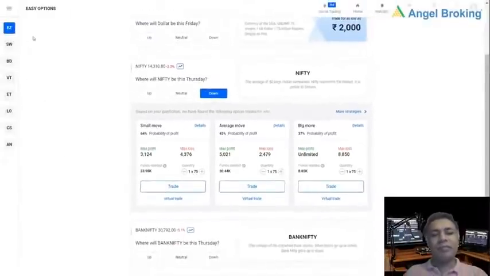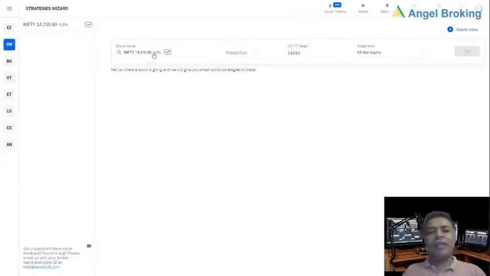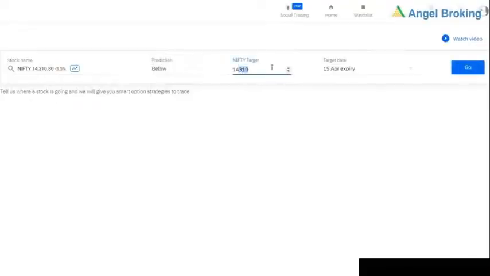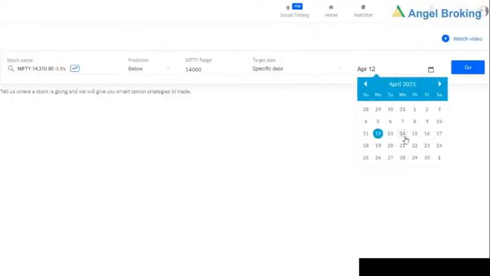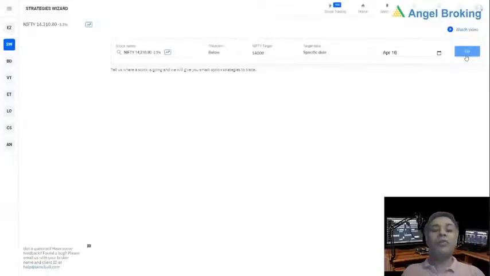So now let's make things more interesting. Now let's say that you have some target which you got from somewhere. Somebody told you that, you know what, Nifty is going to 14,000. Nifty is going below 14,000 by 15th April expiry, or let's say specific date of on April 16th this is going to go below 14,000, and you are wondering, what do I do in this case?